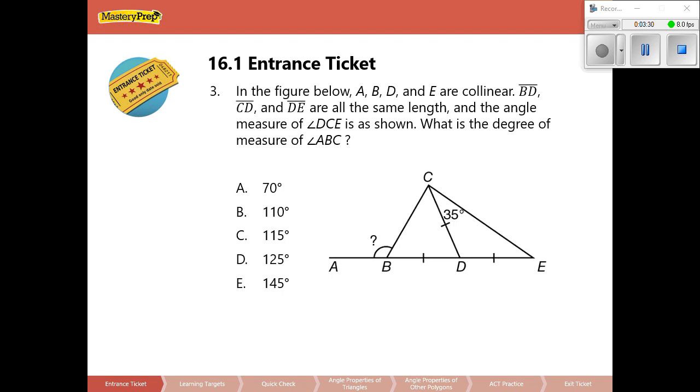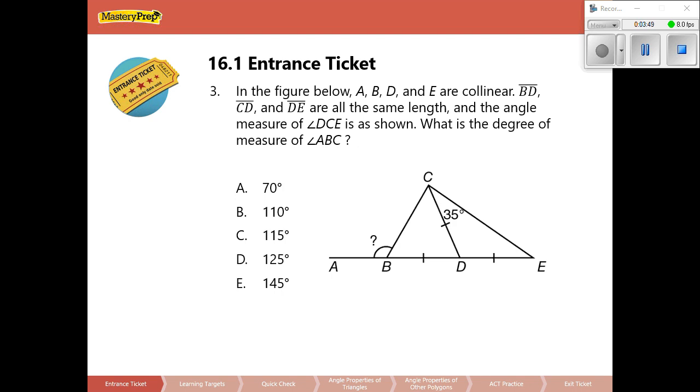Now the last one of the entrance ticket, in the figure below, A, B, D, and E are collinear. Collinear means that they are on the same line. They're all on the same line. Coplanar would be on the same what? Plane. Coplanar is on the same plane. Collinear is on the same line.